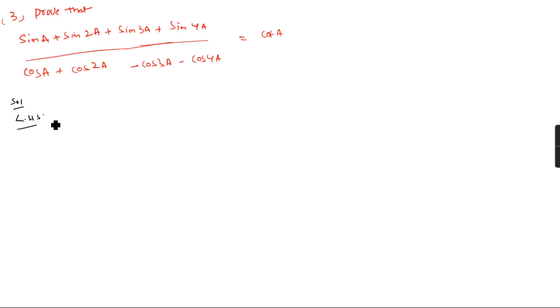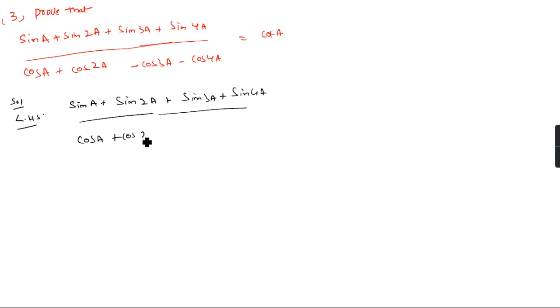What is the LHS? Sin A plus sin 2A plus sin 3A plus sin 4A, by cos A plus cos 2A minus cos 3A minus cos 4A.